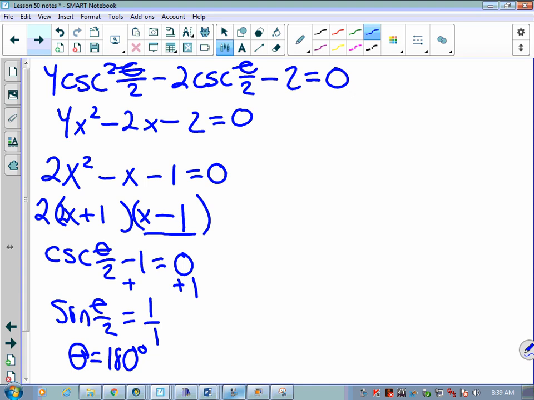So I'm going to look at this a little bit further and see if there's anything else sneaking in here that might be an issue for us, but right now we're just getting 180 degrees for both of those.